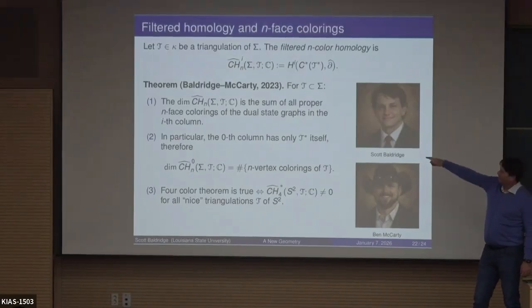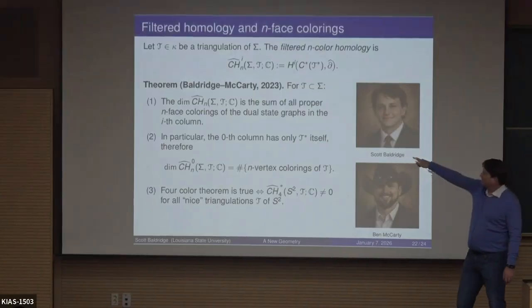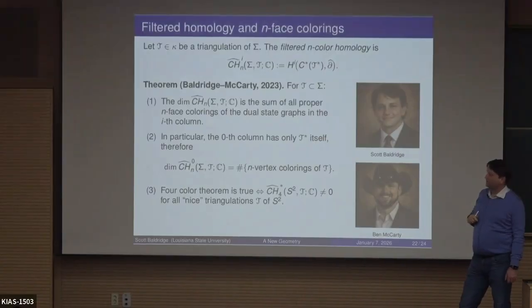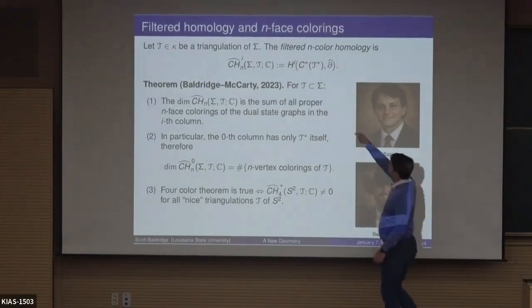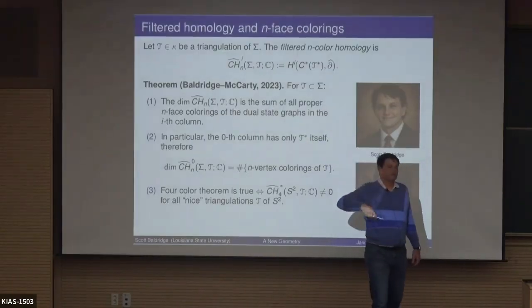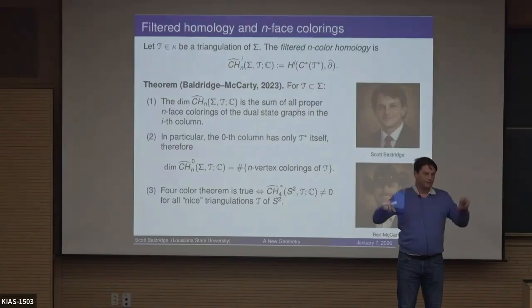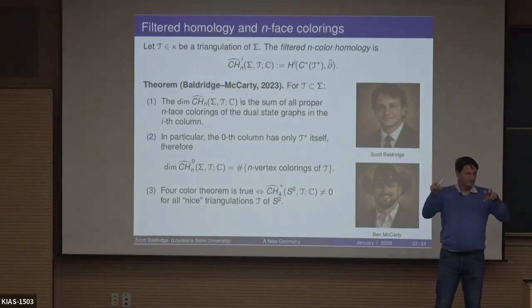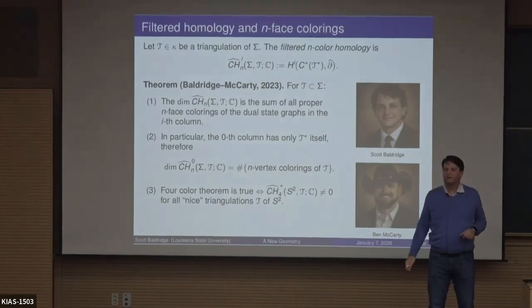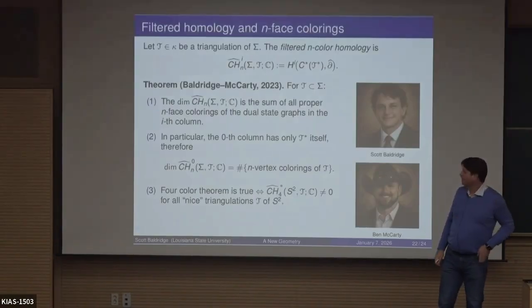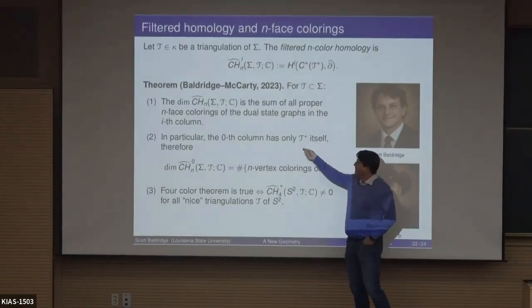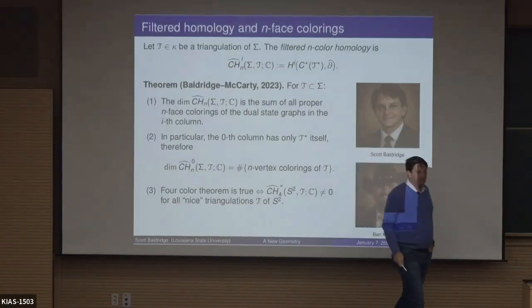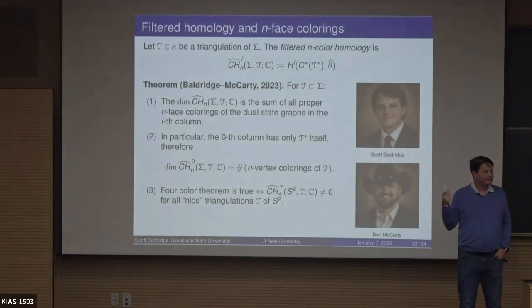It's kind of cool. All right, so the dimension of CH hat is the sum of all proper n-face colorings of the dual state graphs on the ith column. So this is a little trick, right? If you take a triangulation, take its dual, it's a trivalent graph, and then I'm finding the colors on that trivalent graph. The n-face colorings on the dual correspond to vertex colorings on the original triangulation. So in particular, in the 0th column, the dual is in fact itself, or the triangulation is the original triangulation, and the dual is that.